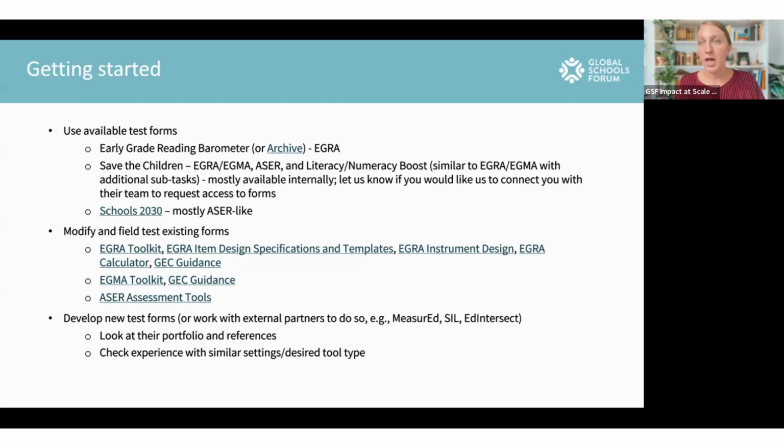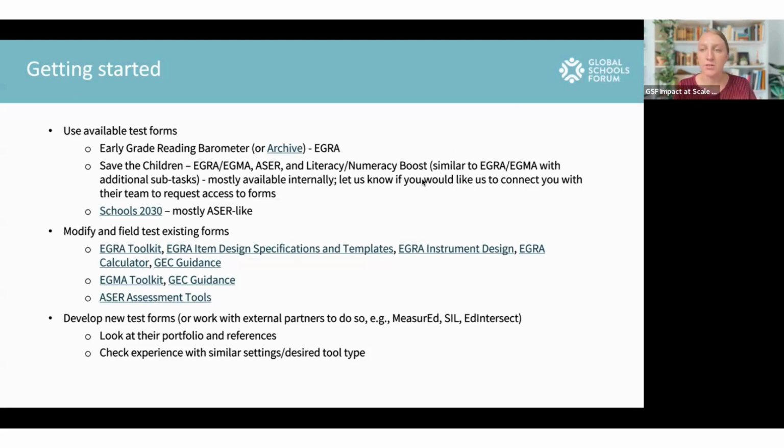These aren't available online, but the team does have them, and they've said that they're willing to work with organizations to share them. So if this is something you're interested in, please reach out and we'd be happy to connect you. Schools 2030 also has some test forms available on their website, and I've got the link here.